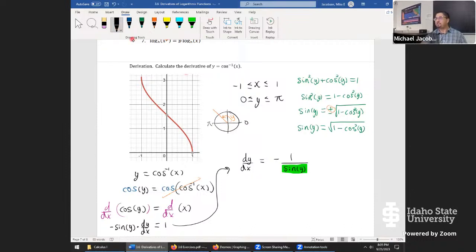This is progress, but unfortunately, it's still not good enough. So I have a formula for sine y, and we can say dy dx is negative 1 over the square root of 1 minus cosine of y squared. It's the same conundrum, right? We just made the formula worse. It still has y inside there. Anyone see how to get y out on this next line?